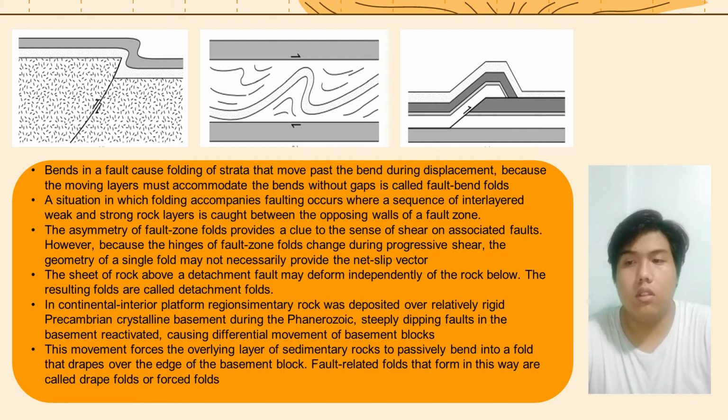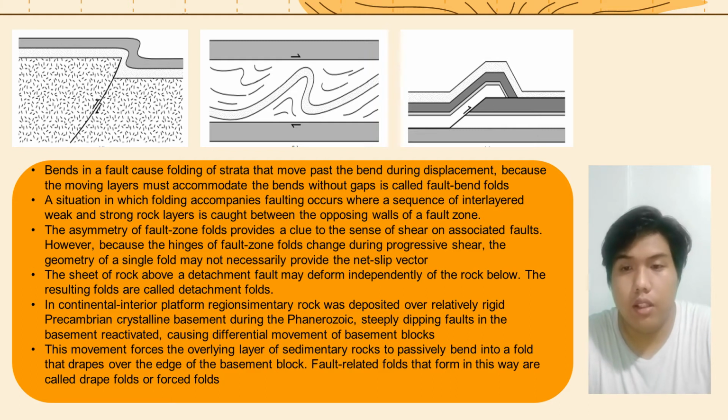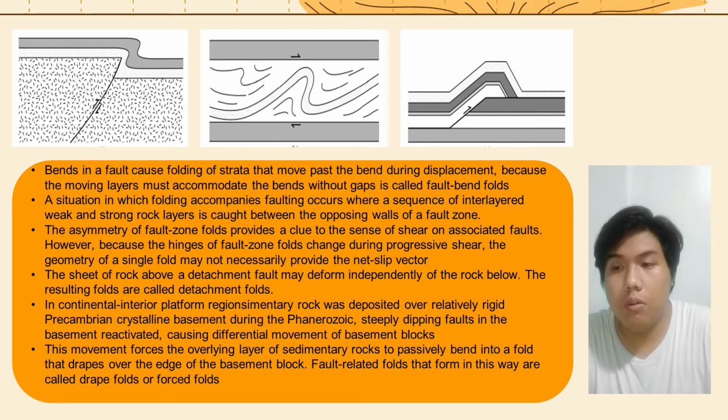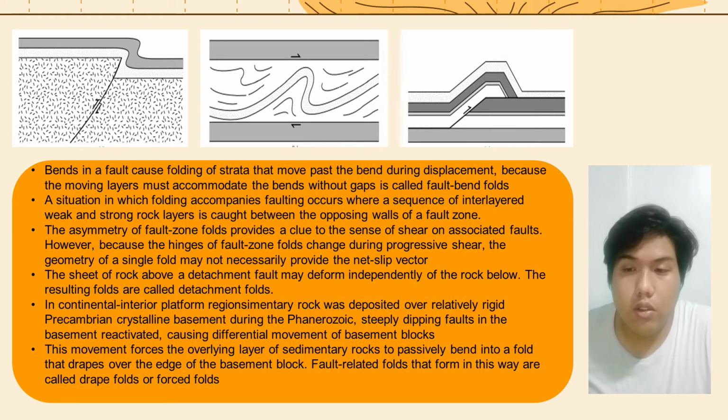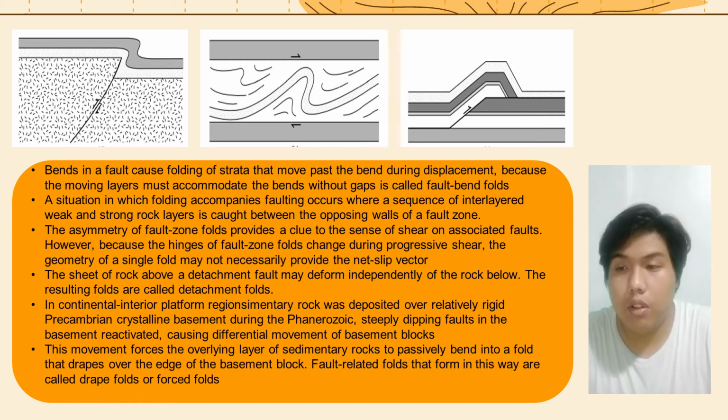A bend in a fault causes folding of strata that move past the bend during displacement, because the moving layer must accommodate the bends without gaps. This is called fault-bend folding. Fault-bend folds can form in association with all types of fault, but most of the literature concerning them pertains to examples developed along deep slip faults.